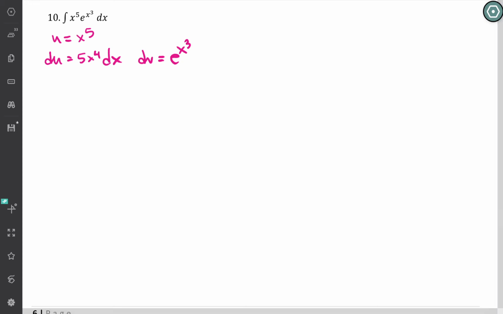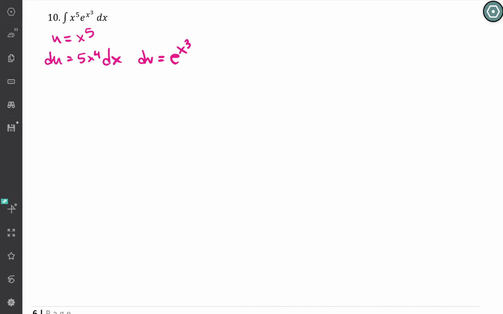Okay, in this example, this is kind of a cool one because it's tempting to look at this and say, okay, I have exponential and algebraic, so I'm going to let my u equal x to the 5th, and then my du will be 5x to the 4th dx, and this all seems promising so far, but when I say dv is e to the x cubed, that is not simple. Don't try and trick yourself into thinking things are easier than they are.